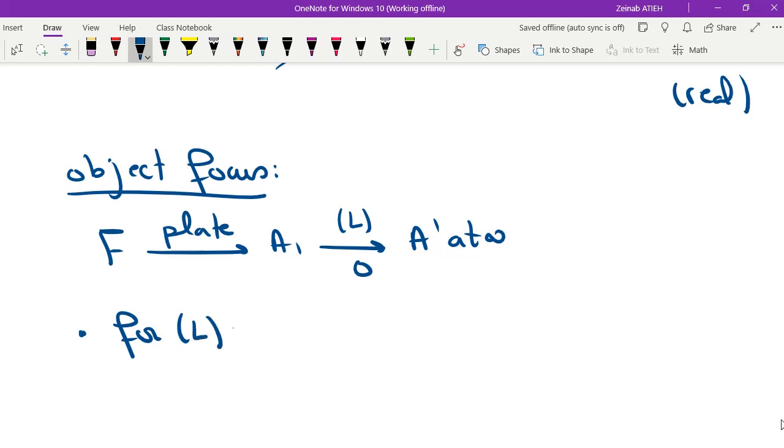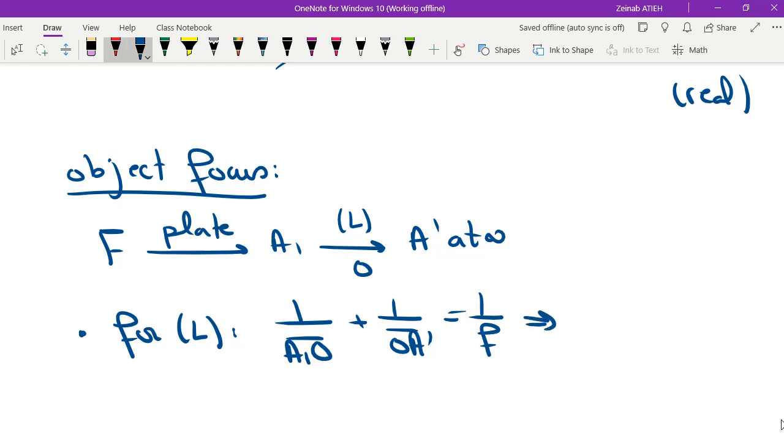I will apply the lens formula: 1 over OA1 plus 1 over OA prime equals 1 over F. This implies, as we said, this term is 0 since A prime is at infinity, so OA1 equals F equals 10 centimeters. So we have found the position of A1. From the position of A1 we can find the position of F.